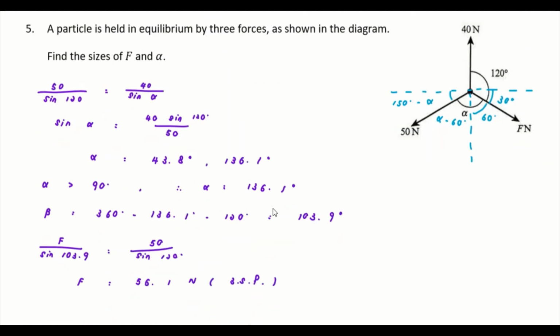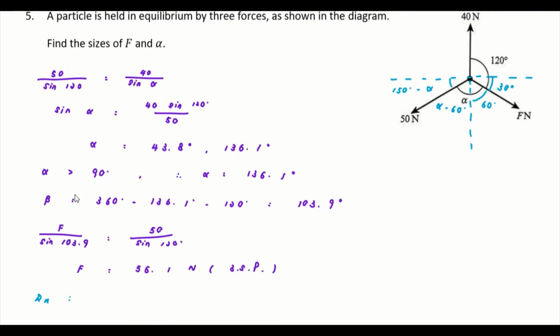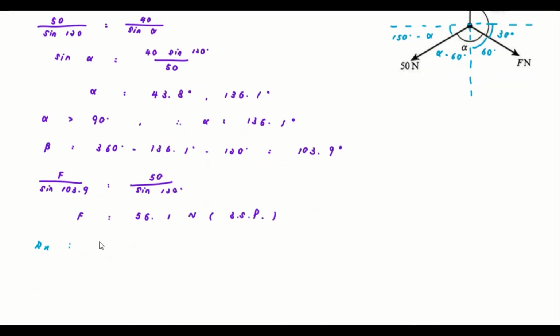Okay, so let's try to resolve it. Resolving in the direction of x, what I have here is F cos 30, and then it will be equal to 50 cos(150 minus alpha). In this equation you have two unknowns, so basically you can't solve it, so you can just leave your answer first.